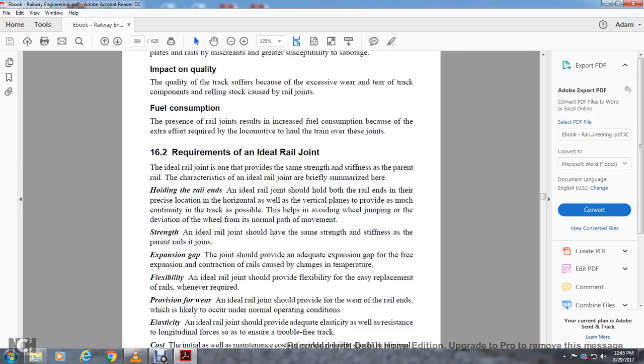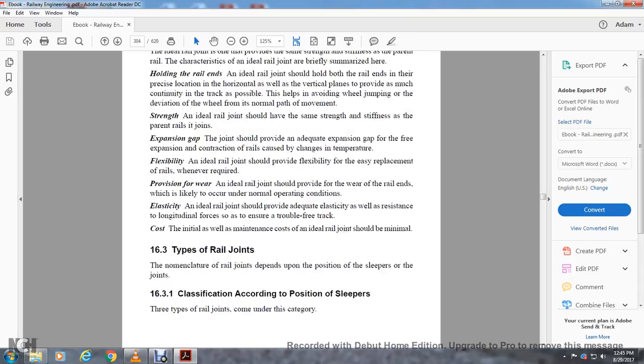Elasticity: the ideal joint should provide adequate elasticity as well as resistance to longitudinal force to ensure a trouble-free track. Cost: the initial as well as the maintenance cost of an ideal rail joint should be minimum.